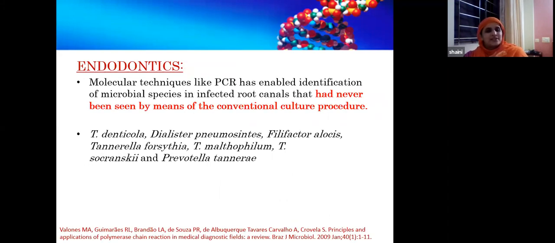In endodontics, what PCR has contributed to is the identification of a lot of organisms which were not thought to be present with conventional culture techniques, for example T. denticola, Dialister pneumosintes, and Filifactor alocis, all these bacteria. They were found to be present in root canals only with the advent of molecular techniques like PCR.